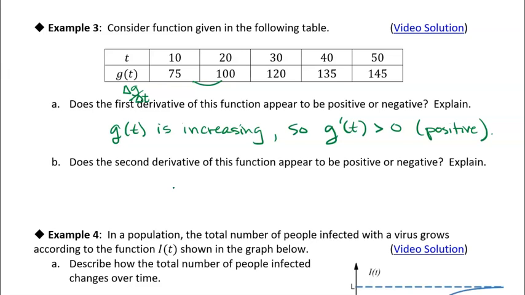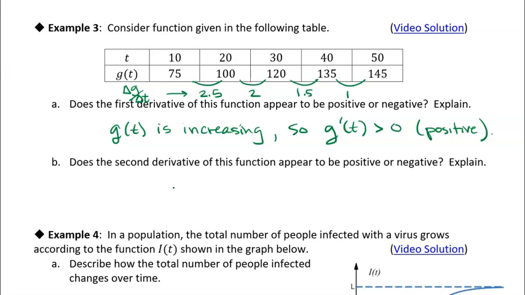So let's do that. If we look at the difference here, it's a 25 unit increase over a 10 unit time interval. So that's 2.5. The average rate of change over that interval is 2.5. The next interval is an increase of 20 over a change in t of 10, so we have an average rate of change of 2. This one has an average rate of change of 1.5. And this one is basically 10 over 10, so that's just 1. These average rates of change are a good proxy for the derivative.